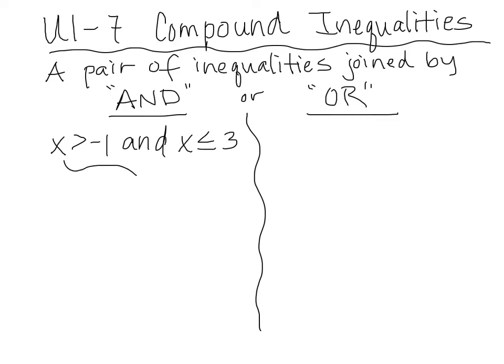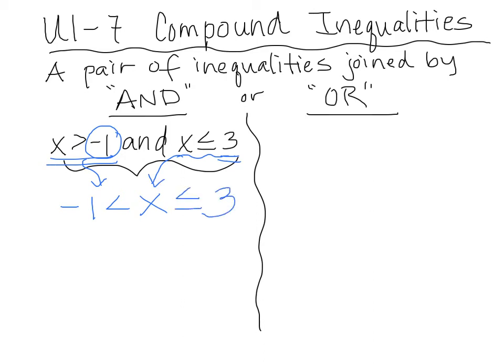We can actually write this a little more compactly when it's an and. I can take the inequality that has the smaller value. This -1 is smaller than the 3. And this one goes on the left, and I'm going to flip this around and write -1 is less than x, so those two mean the same thing. Then I bring down the x is less than or equal to 3, but I'm not going to write the x again. This x already replaces that x, and so I just bring down the less than or equal to 3.